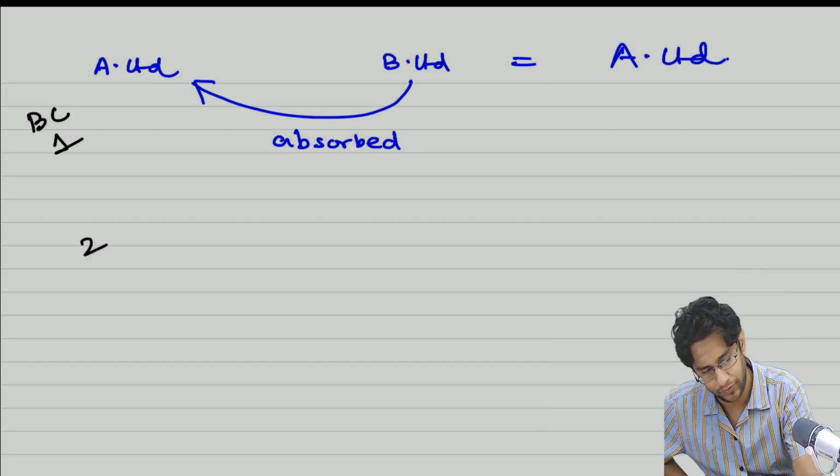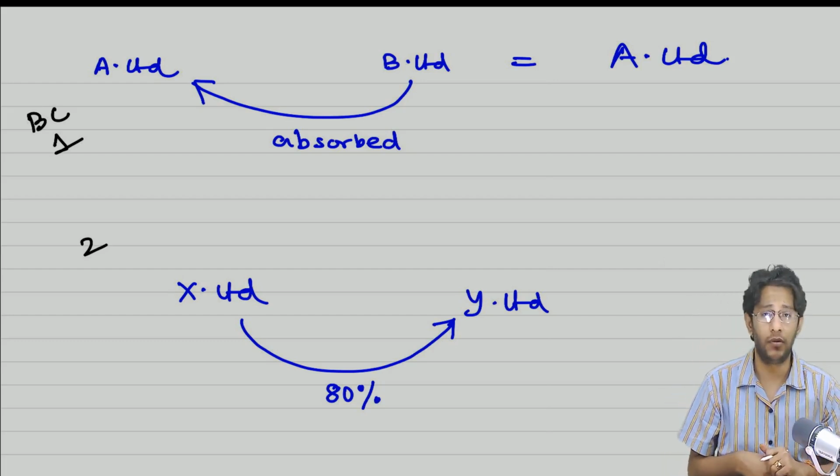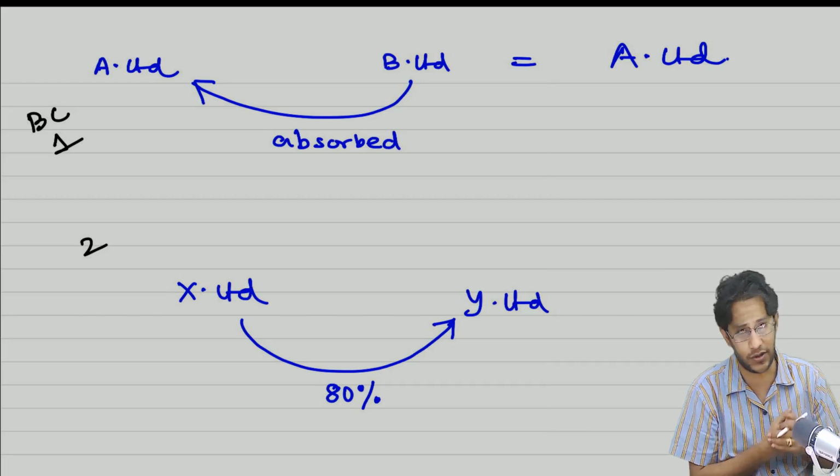Example number 2. X Limited is one existing entity. Y Limited is another existing entity. X Limited purchased 80% shares in Y Limited. Normally, because of this 80% shares, there is a parent subsidiary relationship that gets established, and therefore we all know that we have to do consolidated financial statement.